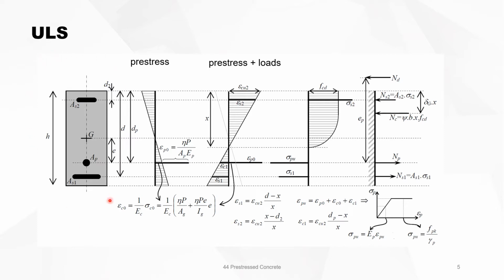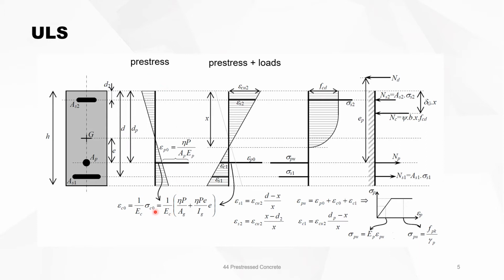Consider a concrete section with prestressing reinforcement with a cross-section of AP, conventional reinforcement at the bottom AS1 and at the top AS2. The eccentricity of the prestress reinforcement is E, and the distance from the top fiber to AP equals dP.